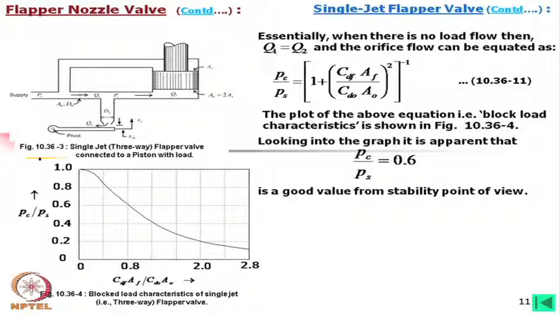So, this diagram is useful for finding out the operating conditions. Now, looking into the graph, it is apparent that PC by PS equal to 0.6 is a good value from the stability point of view. Why do we say this value is good from the stability point of view? This is because if we move in this direction, then definitely we will find that the control pressure is much lower than the system pressure, and in that condition we do not have much control over this load.